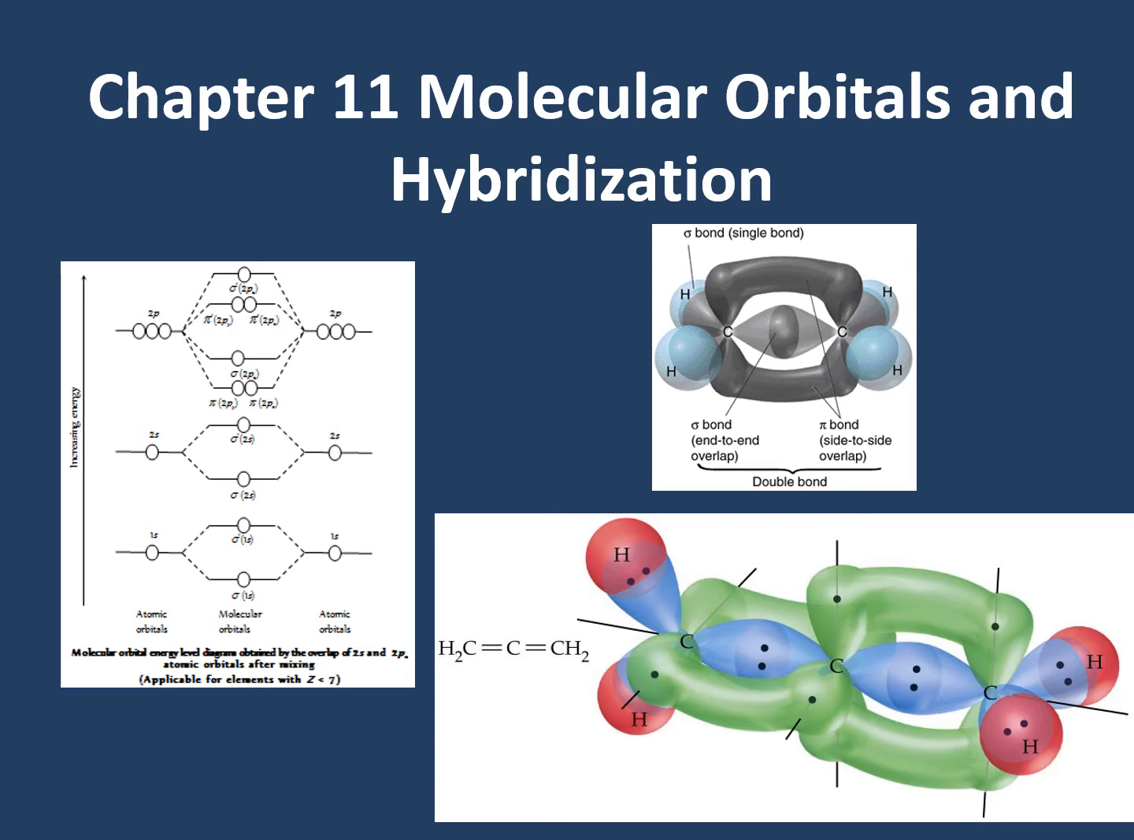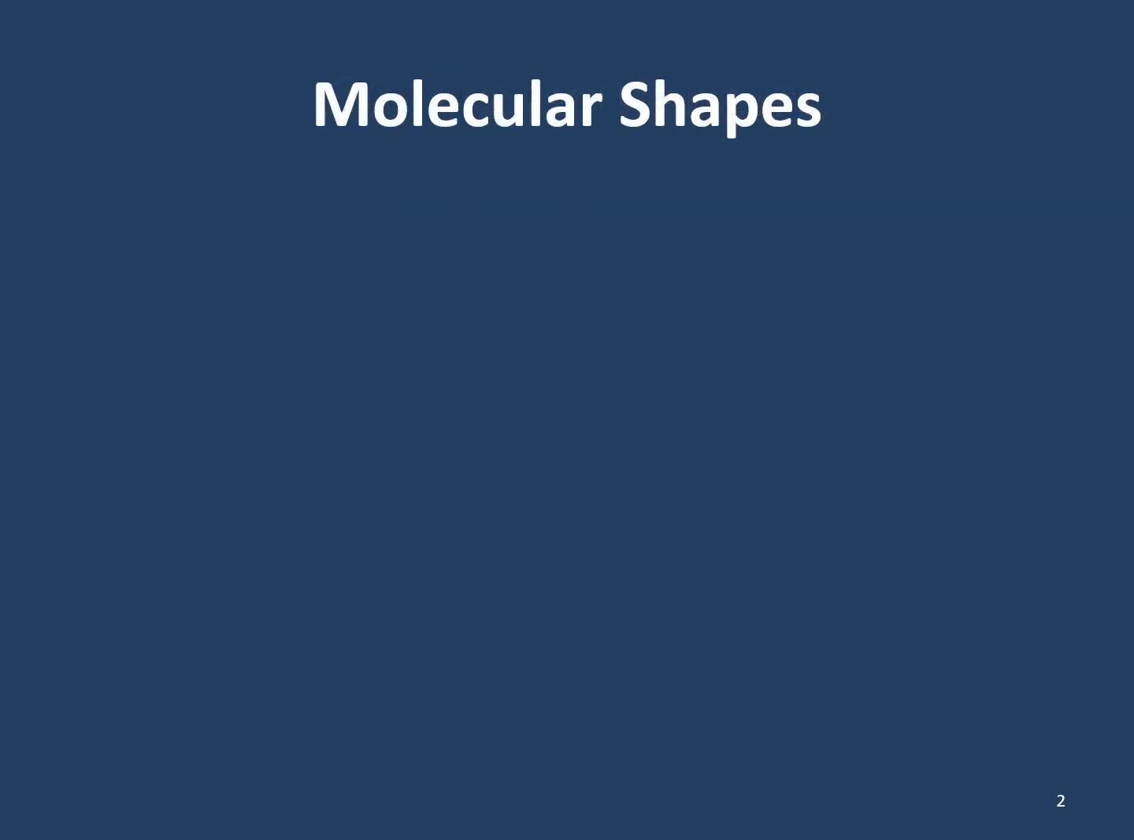And there are two major approaches to how this is done. One is known as valence bond theory, and the other is known as molecular orbital theory. In addition to those two topics, at the beginning of this lecture and this chapter, we're going to be talking about molecular shapes, what shapes our molecules take on, and how to determine them. Molecules have different shapes depending on what's around the central atom.